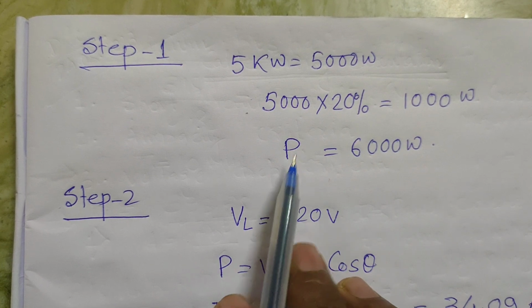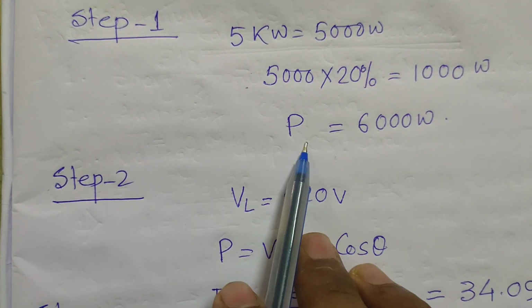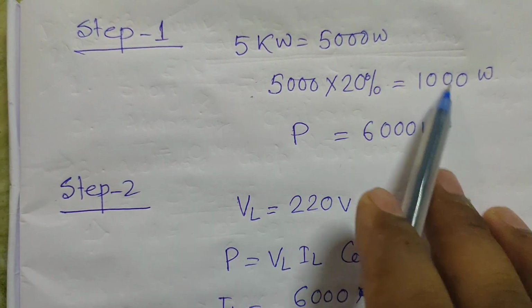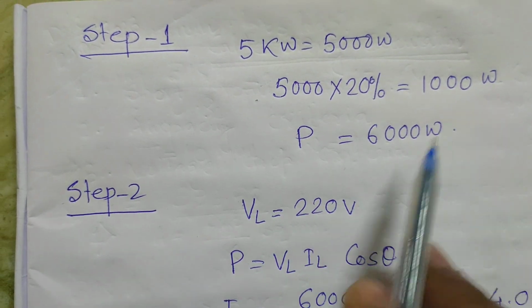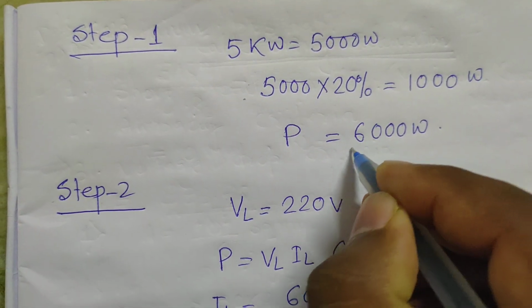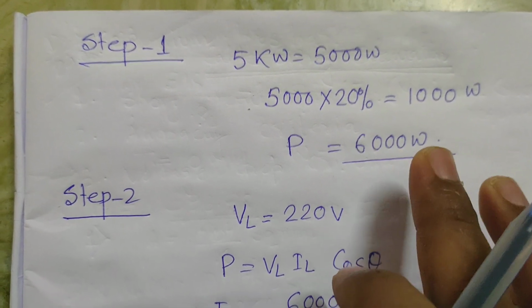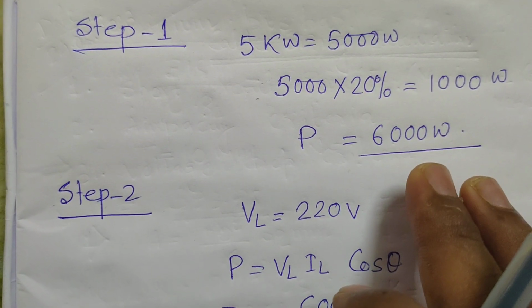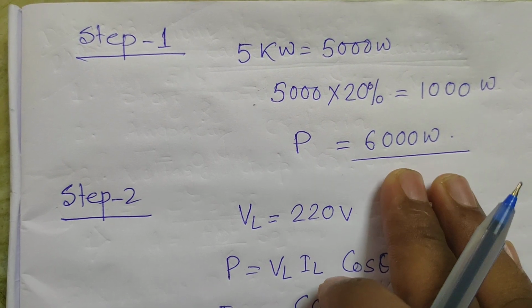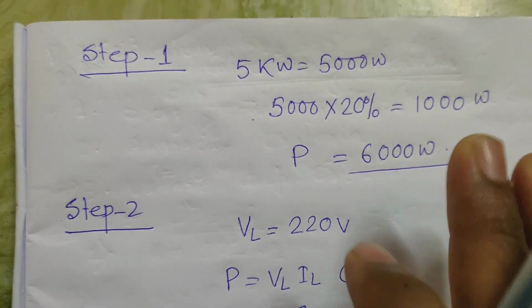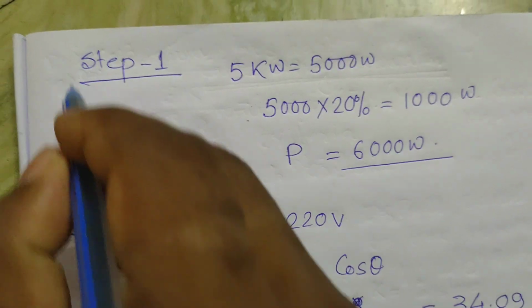So what is P? P is the power. Adding 5000 and 1000, we get 6000. So this is the calculation: 6000 watt of power should be catered inside this household, or it may be industries.